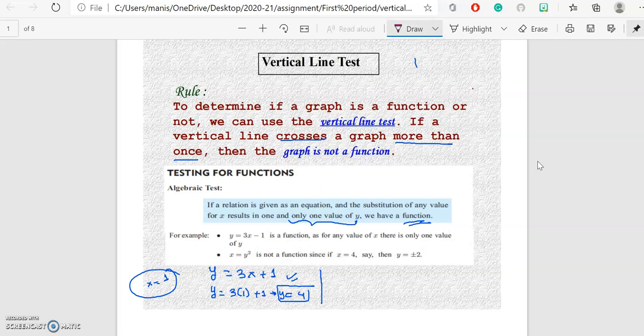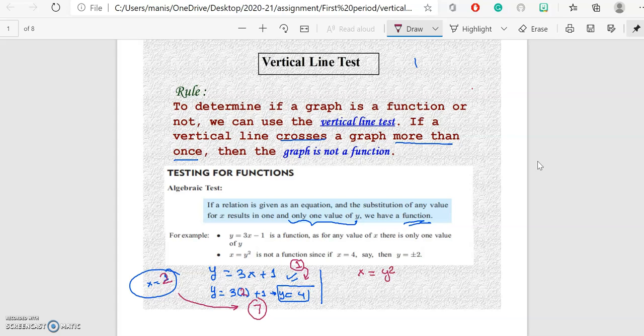So let's take an example. If I take the value of x as 2, I will substitute 2 over here. 3 times 2 is 6. 6 plus 1 will be what? 7. So you can see when the value of x is 2, our answer is 7. But when the value of x was 1, our answer was y is equal to 4. Now let's look at this part over here.